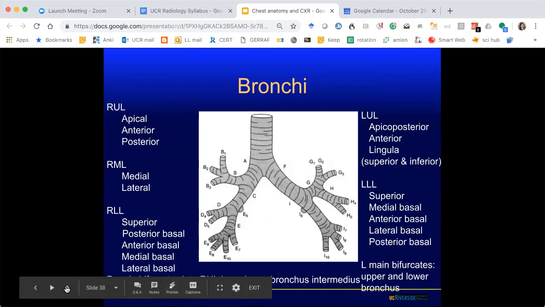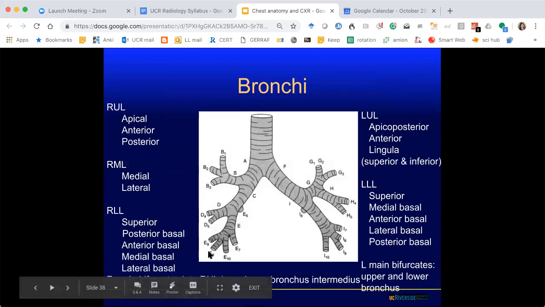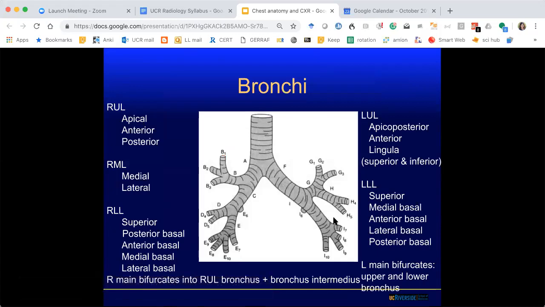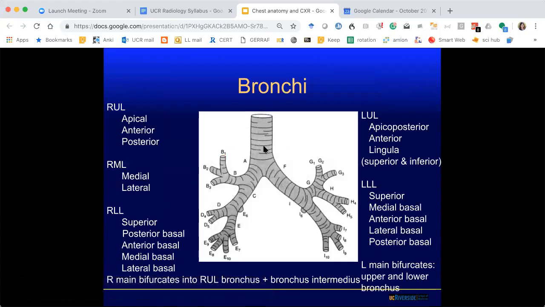So this is the roadmap for the bronchi. So we have the main bronchus. Remember, it's a cartilaginous structure, right? So that keeps the airways open. But the bronchi are not, so you can have collapse easily, whereas the main bronchus won't collapse unless the patient has bronchomalacia, so it maintains an open airway. So then you have the right and left main bronchus.